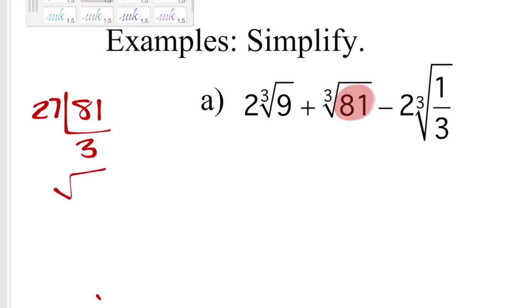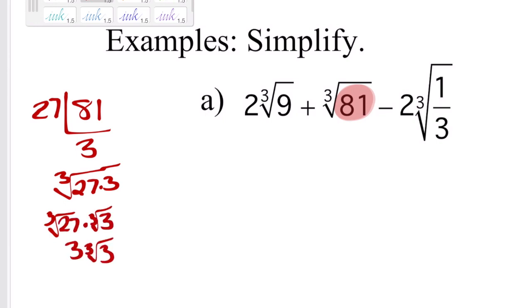So technically, underneath my radical, instead of 81, I have a 27 times 3. That's the same thing as 81. And because these are multiplying, I can separate them. And the cubed root of 27 is just 3. So I have 3 cubed root 3 here, 2 cubed root 9. I can't combine the cubed root 9 and the cubed root 3. They're not the same underneath, so I'm going to leave that.